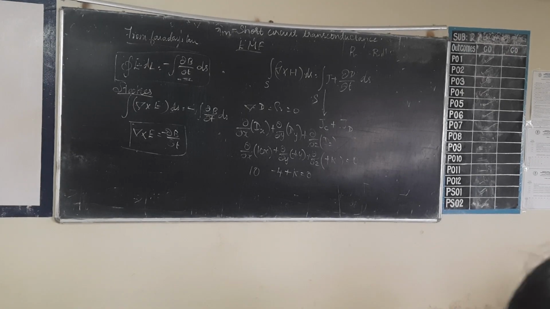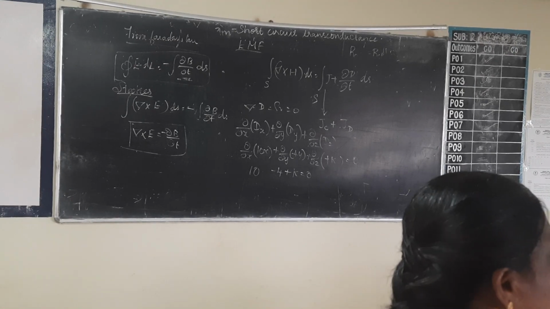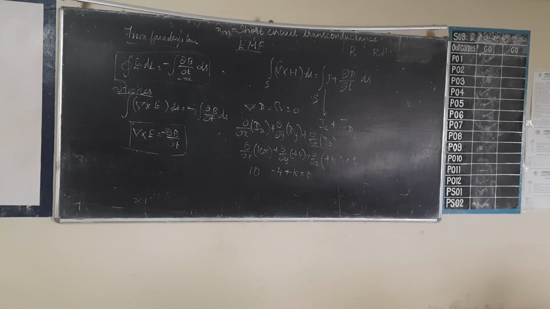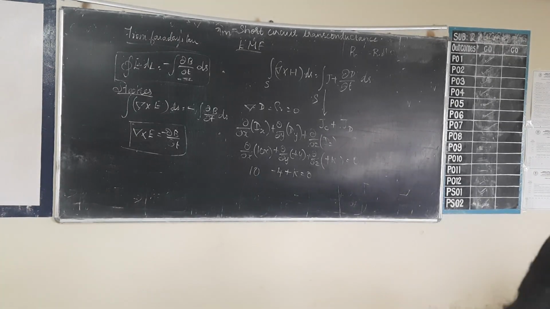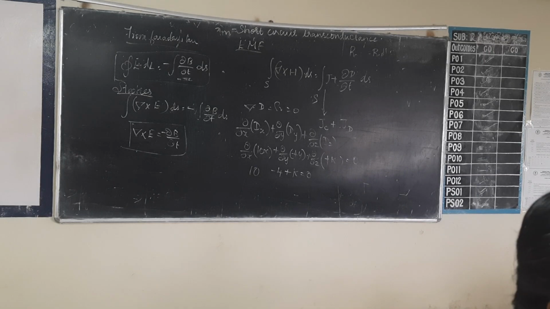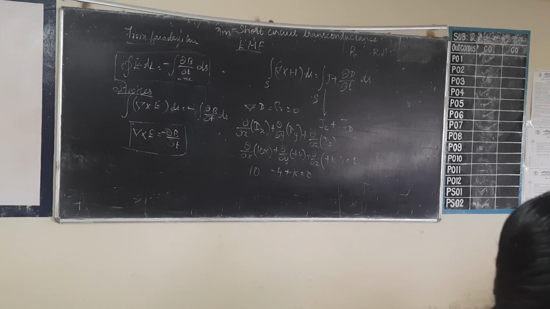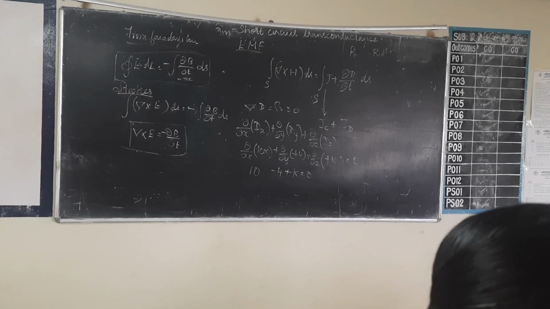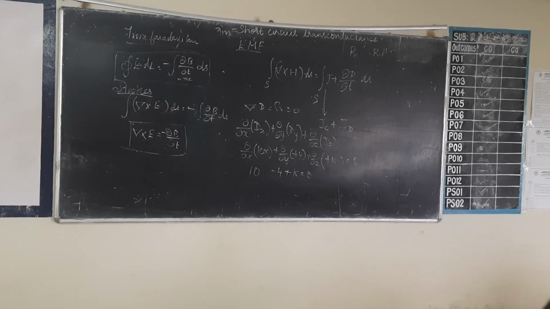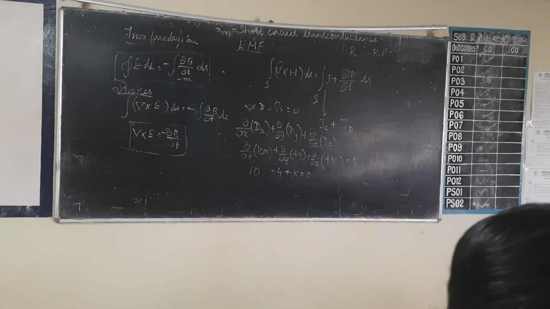Right? Next problem. A certain material has sigma is equal to 0 and mu r is equal to 1. What is mu r? Relative permeability. Permeability in free space is mu naught, right? So mu r is equal to 1, right?